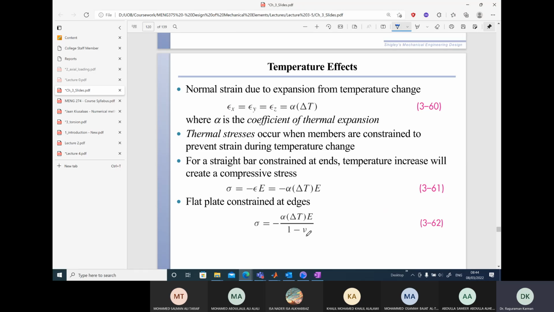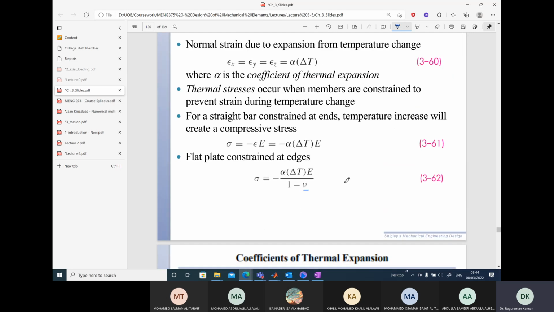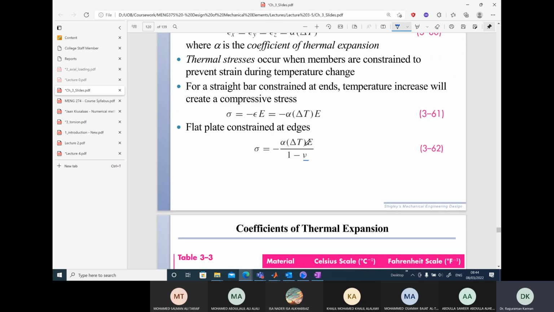If it is a 2D problem, then Poisson's ratio also comes into effect, and this is the formula we have to use in the case of 2D problems. In the case of 3D problems, we need a 3D Hooke's law with the temperature effects. The formula is not given here, so we will not solve such problems.